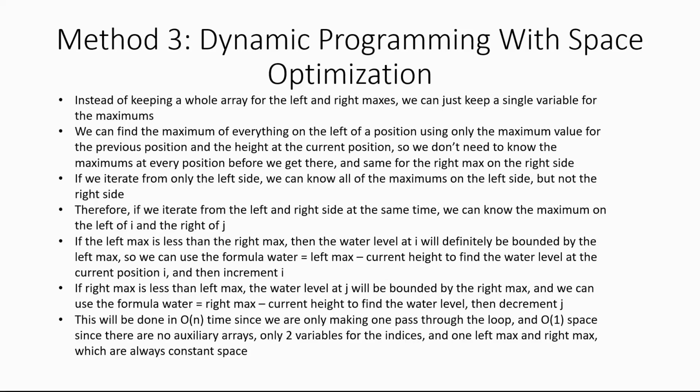If both the value at i is less than left max and the value at j is less than right max, then we have to check if left max is less than or equal to right max.